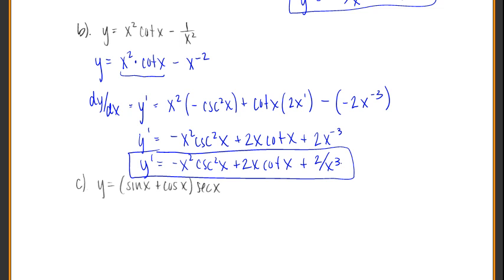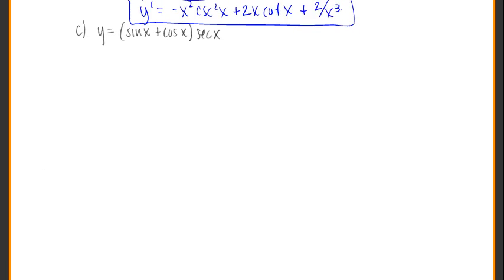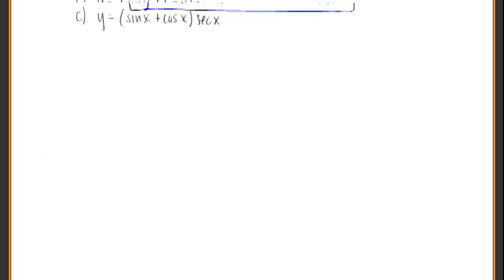Moving on, let's go to part C. In part C, I've got a product of two things. I've got sine x and cosine x, and then I have secant x. Before you even get started with this problem, we might go about cleaning up the function first and seeing what we can get, and then we'll go through and take the derivatives.